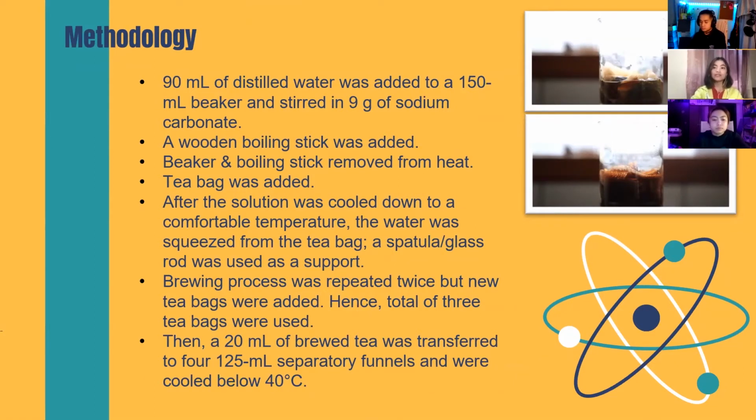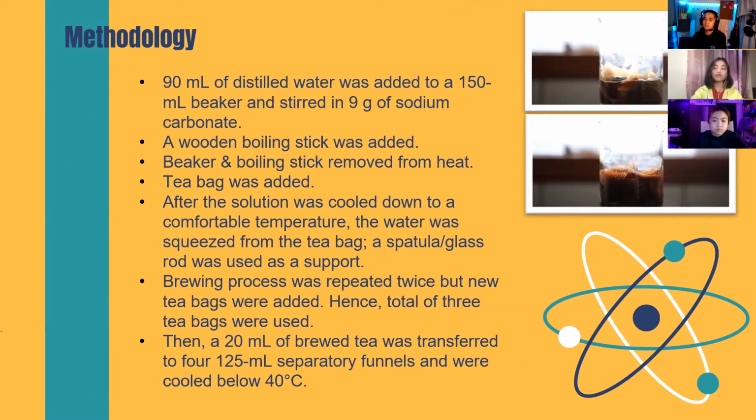The beaker was then removed from the heat, as was the boiling stick, then a tea bag was added. After the solution was cooled down to a comfortable temperature, the water was squeezed from the tea bag and a spatula or glass rod was used as a support. The brewing process was repeated twice, but new tea bags were added. Hence, a total of 3 tea bags were used.